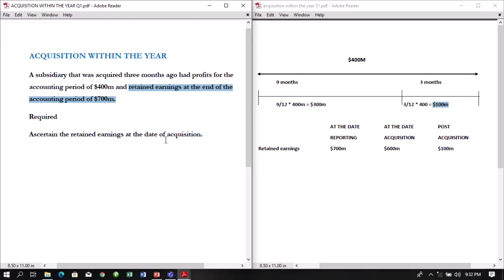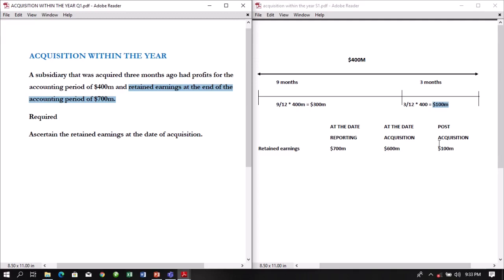If my reporting date figure is 700 and my post-acquisition profit is 100 million, don't forget, it is the difference between the date of reporting and the date of acquisition that actually gives us post-acquisition. And in this question, I actually know my date of reporting figure as given in the question to be $700 million, and I calculated my post-acquisition profit to be $100 million.